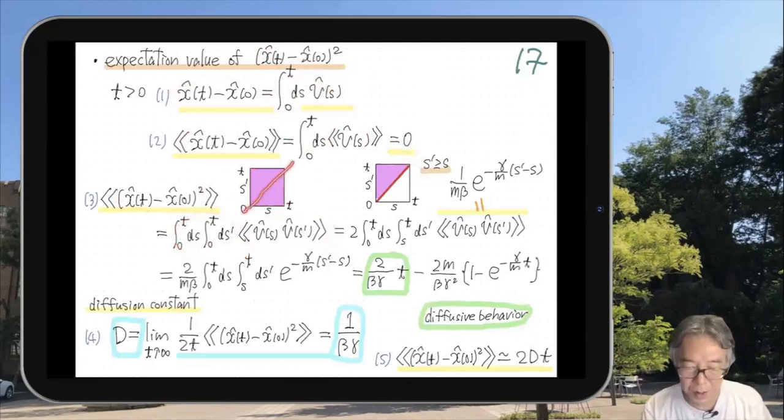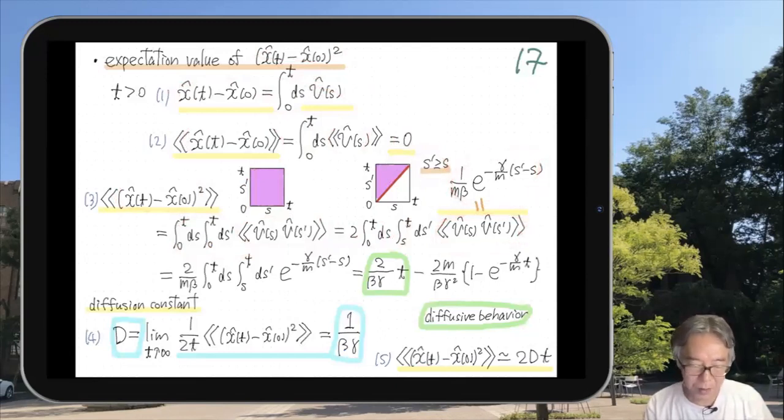But if you split it into two, then this region and this region give exactly the same integral. So here we change the integration. s is integrated from 0 to t, but s prime is integrated from s to t. This means that we integrate in this region here. And as I said, these two regions give exactly the same thing, so we have a factor 2 here. And now s prime is always not less than s, so here you can use our previous result, and we have this.